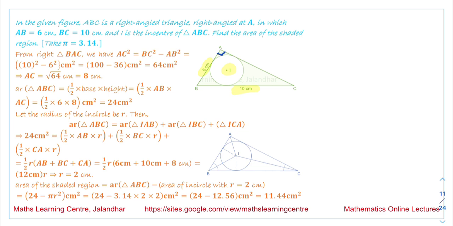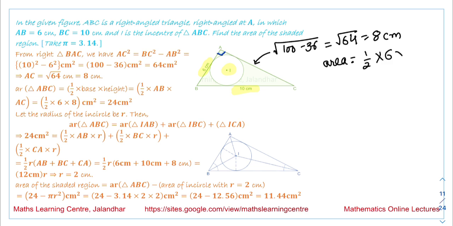The basic thing we have to do is calculate the area of this whole triangle, which is easy. We have to calculate this side. The value of this side is the square root of 100 minus 36, which comes out to be the square root of 64, that is equal to 8 centimeters. So the area of this triangle will be half base into height, and this comes out to be 24 centimeter square.